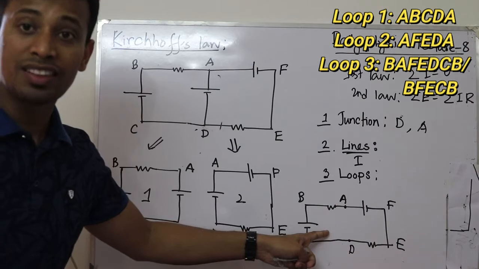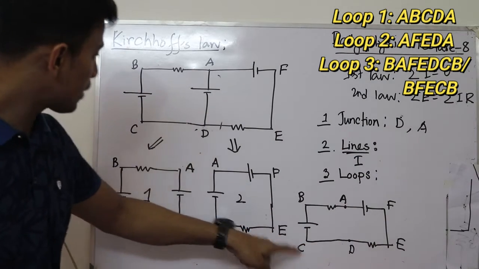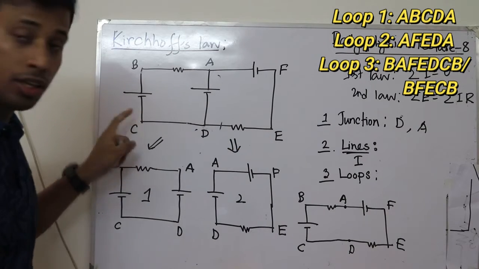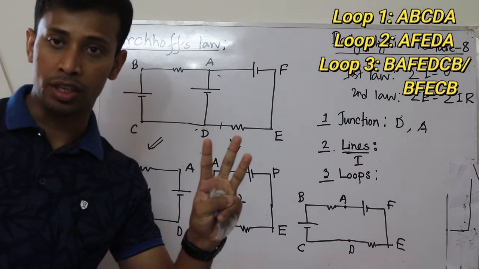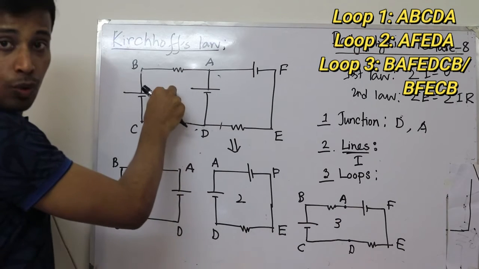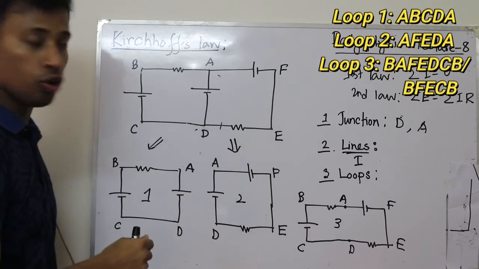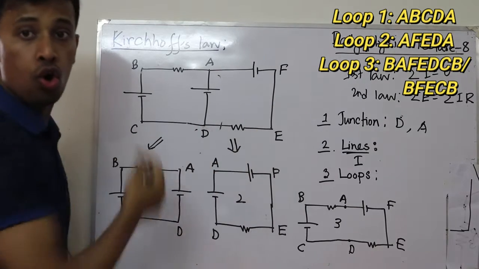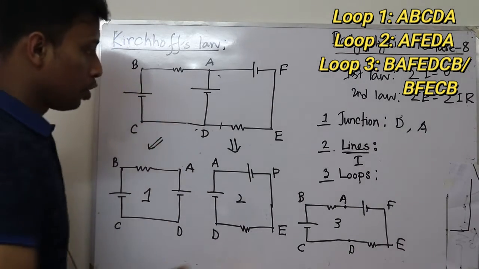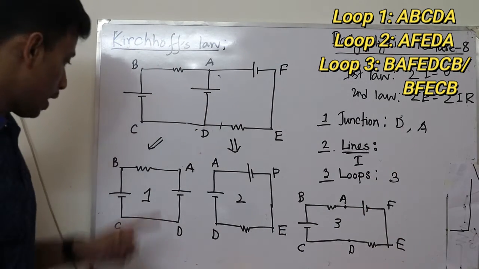So this is the third loop, which is B, F, E, C. So this is loop number 3. This circuit contains 3 loops. This is one loop, the left side small loop, this other loop, the right side small loop, and the third loop is the whole loop, the total one. So there are 3 loops. So number of loops are 3 for this circuit.